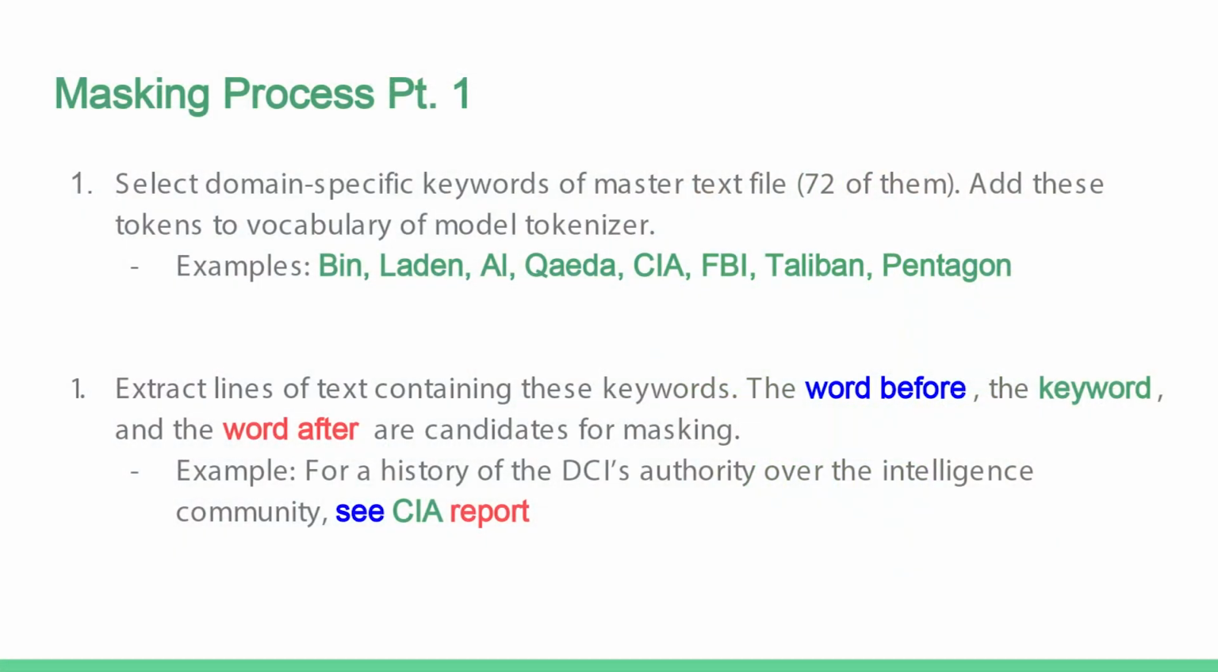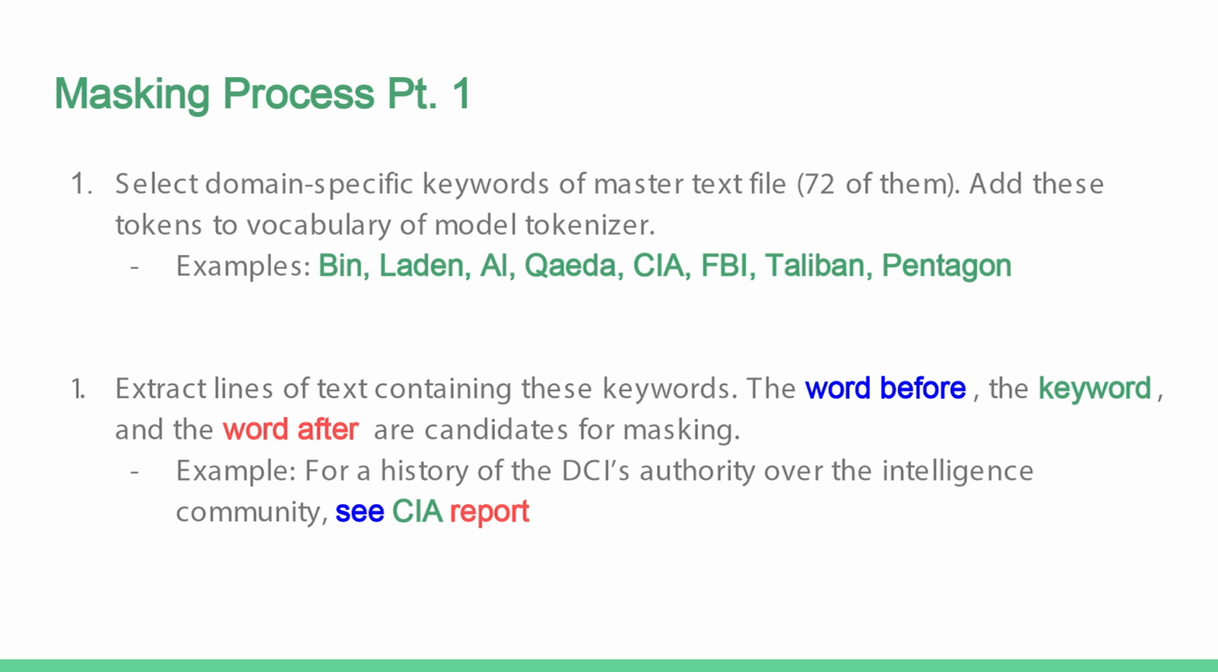So the masking process is as follows. The first step is to select domain-specific keywords that are relevant to the context as well as have high frequency counts. For example, as you can probably imagine, bin Laden and Al-Qaeda are very relevant keywords for 9/11. The next step is to extract lines of text that contain these keywords. The word before the keyword and the word after are candidates for masking. For example, on the slide, you can see that CIA is the keyword, C is the word before, and report is the word after.